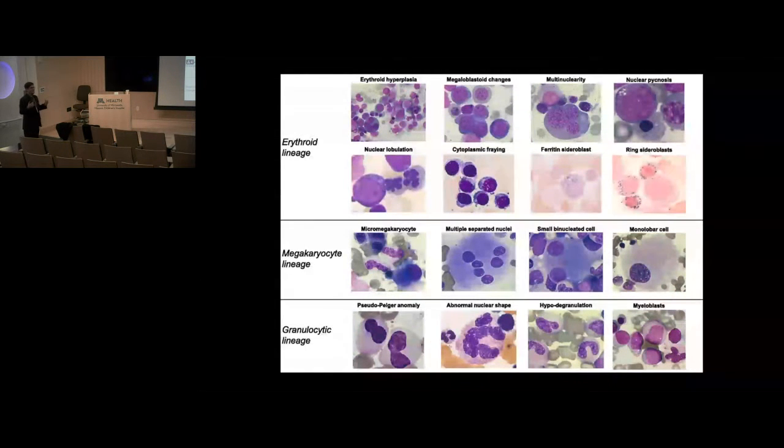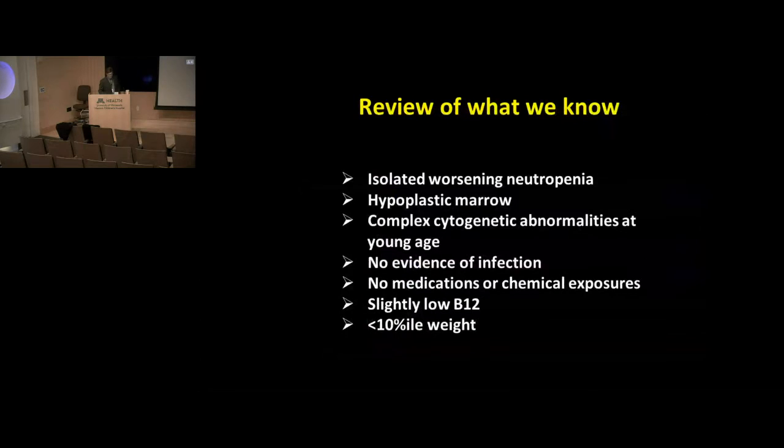And so that's an easy test that we want to do, which is DEB, or diepoxybutane testing, and mitomycin C. Okay, so just to summarize what we have already: isolated worsening neutropenia, hypoplastic marrow, complex cytogenetics, no evidence of infection, slightly low B12, less than 10th percentile for weight, no medications or chemical exposures for purposes of the discussion today, although that was not true for this particular case.